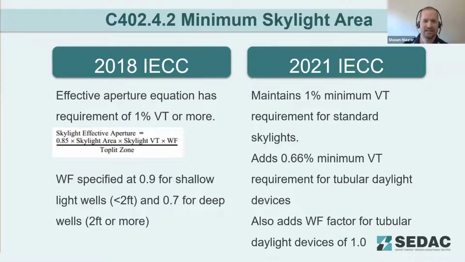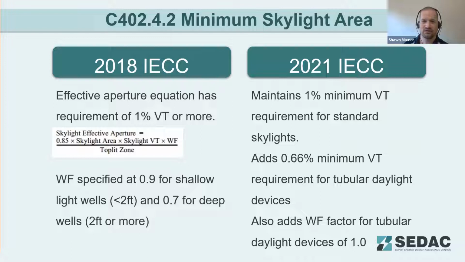And then for minimum skylight area, the 2021 has added an exception for skylighting in areas that are designated as storm shelters per ICC 500. So if there's a storm shelter, you don't necessarily want to have glass in the ceiling on that storm shelter, as that presents a hazard in a tornado. So that exception has been added, and then there are updates to the minimum skylight area requirements.